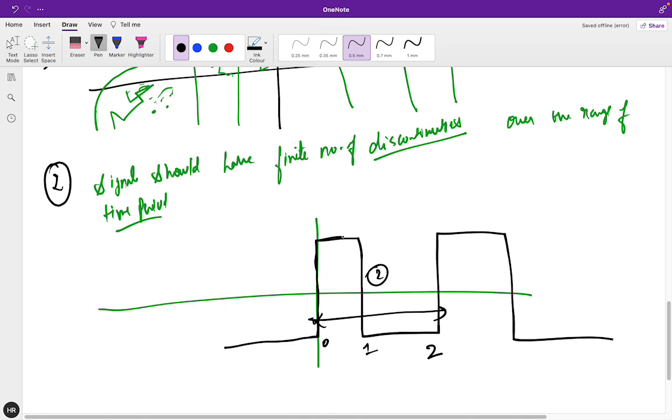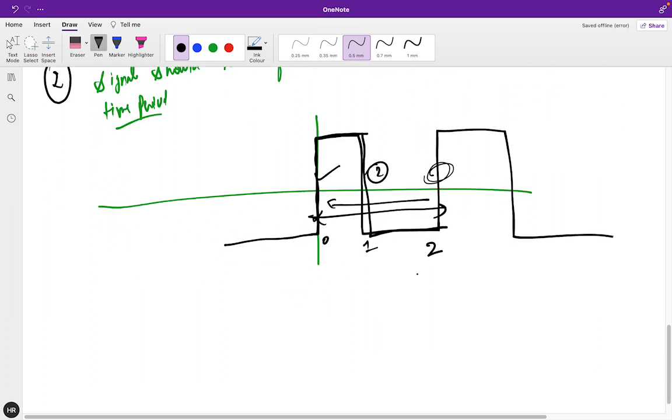Here to here is 1 discontinuity, then it's going, and then another discontinuity is coming. So in total we are getting two discontinuities in the time period. We counted this, that's why we are not counting this. If you do not count this, then this discontinuity and this discontinuity will be there. So two discontinuities are there.